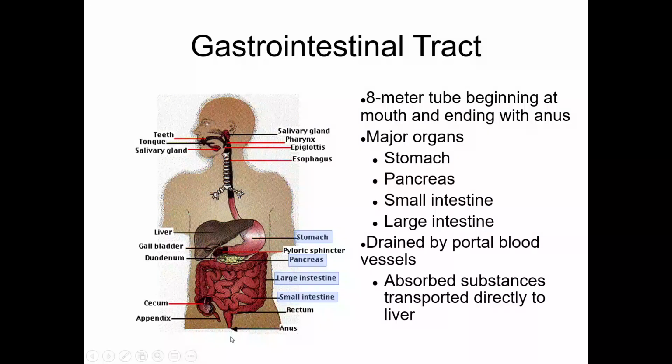There are 3 accessory organs that aid in the digestive process. The pancreas, which is over here on the left-hand side underneath the stomach. And then we have the large organ, the liver, on the upper right side here. And underneath the liver is the gallbladder.